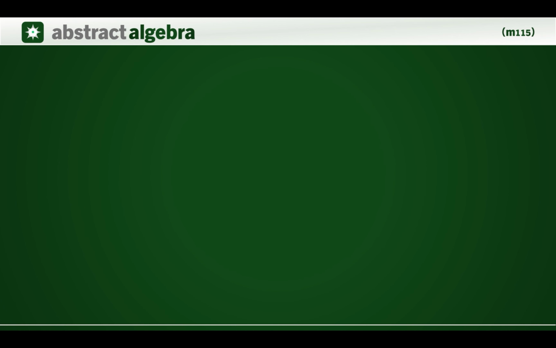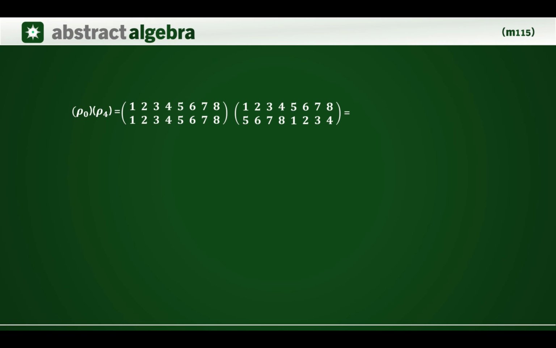Next, the composition of rho sub 0 to rho sub 4. So this is the rho sub 0 and this is the rho sub 4, and this is the result for the rho sub 0 and rho sub 4.